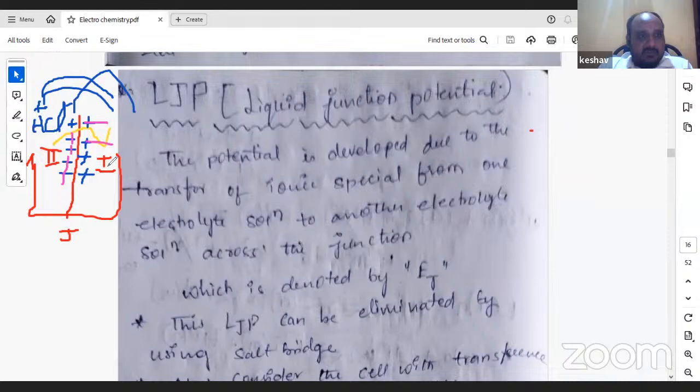These all are negatives. Whatever positive and negative charges are deposited at the junction, that is called the liquid junction potential. It means the potential will be developed across the junction. That potential is called the liquid junction potential, whether the positive ion is transferring or the negative ion is transferring.